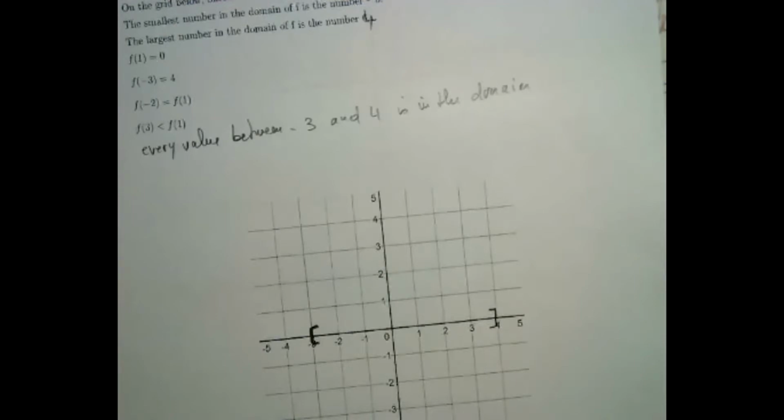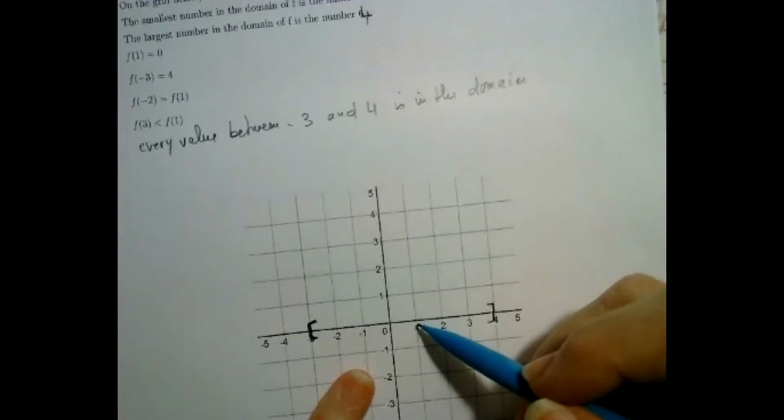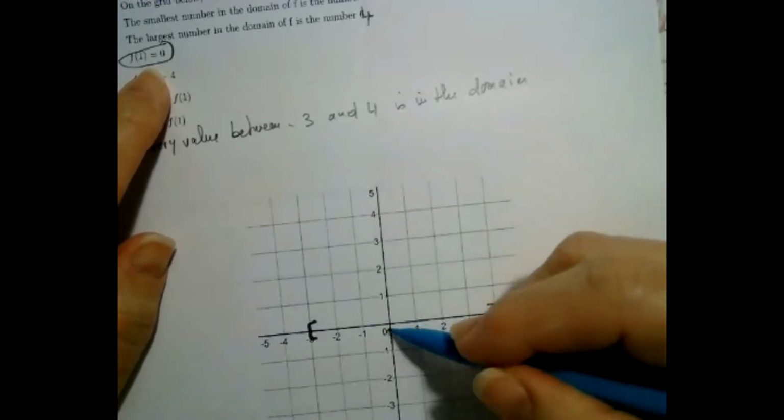For f(1) equals 0, go to 0 and then go up 1. So you're this one, f of 1 equals 0. Okay, what do you want me to do? Go to the middle point, 0.